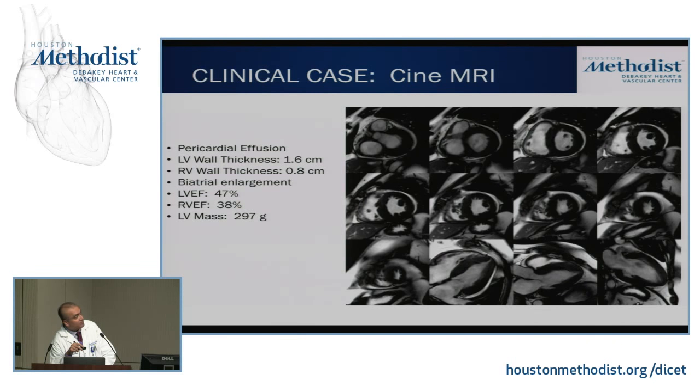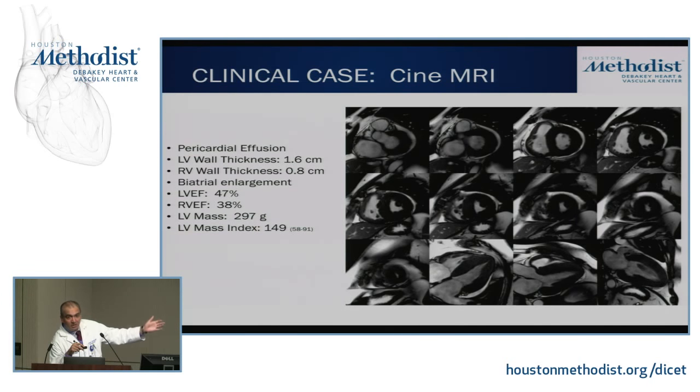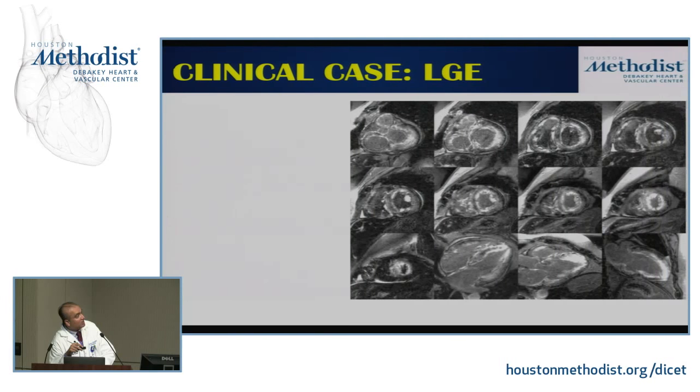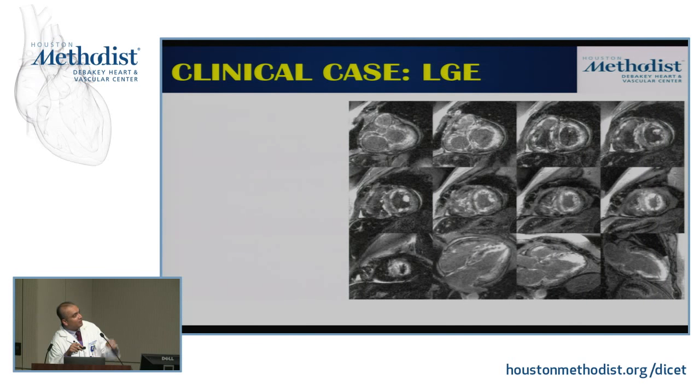LV mass was increased. But again, I think if we looked at this, is this a dialysis patient? Is this an amyloid patient? Is this a bad hypertensive patient? I think none of us could make a definitive diagnosis just based on those images alone. If I show you the delayed enhancement findings, however, I think it becomes very apparent. What do you see here?